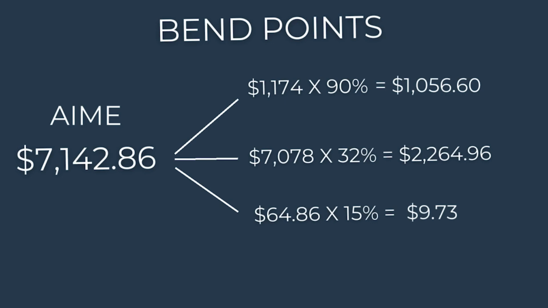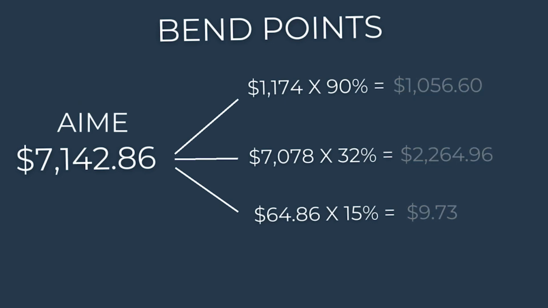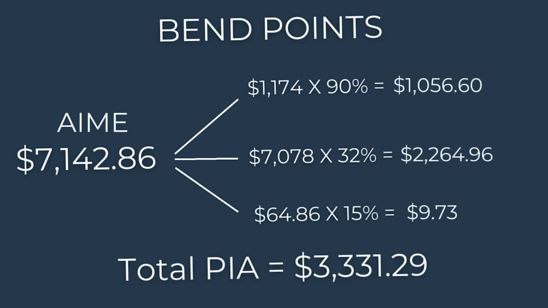Now, simply add all three of those calculations to come up with the primary insurance amount, which in this example is $3,331.29. Now, fortunately, you don't have to do all these calculations yourself because the Social Security Administration does it all for you. But if you kind of want to check behind them, that's the path that they lead.